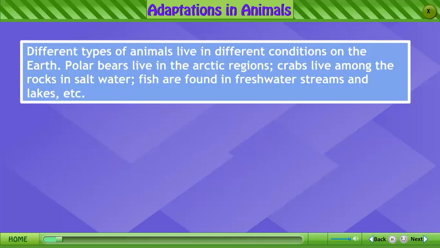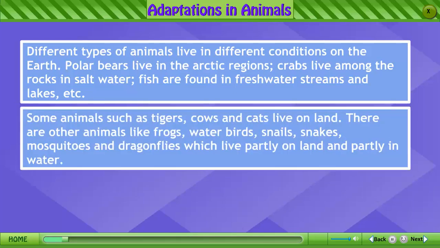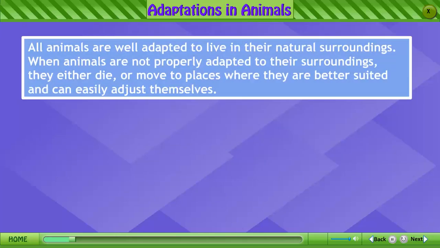Different types of animals live in different conditions on the earth. Polar bears live in the Arctic regions. Crabs live among the rocks in salt water. Fish are found in freshwater streams and lakes, etc. Some animals such as tigers, cows, and cats live on land. There are other animals like frogs, water birds, snails, snakes, mosquitoes, and dragonflies which live partially on land and partially in water. All animals are well adapted to live in their natural surroundings.